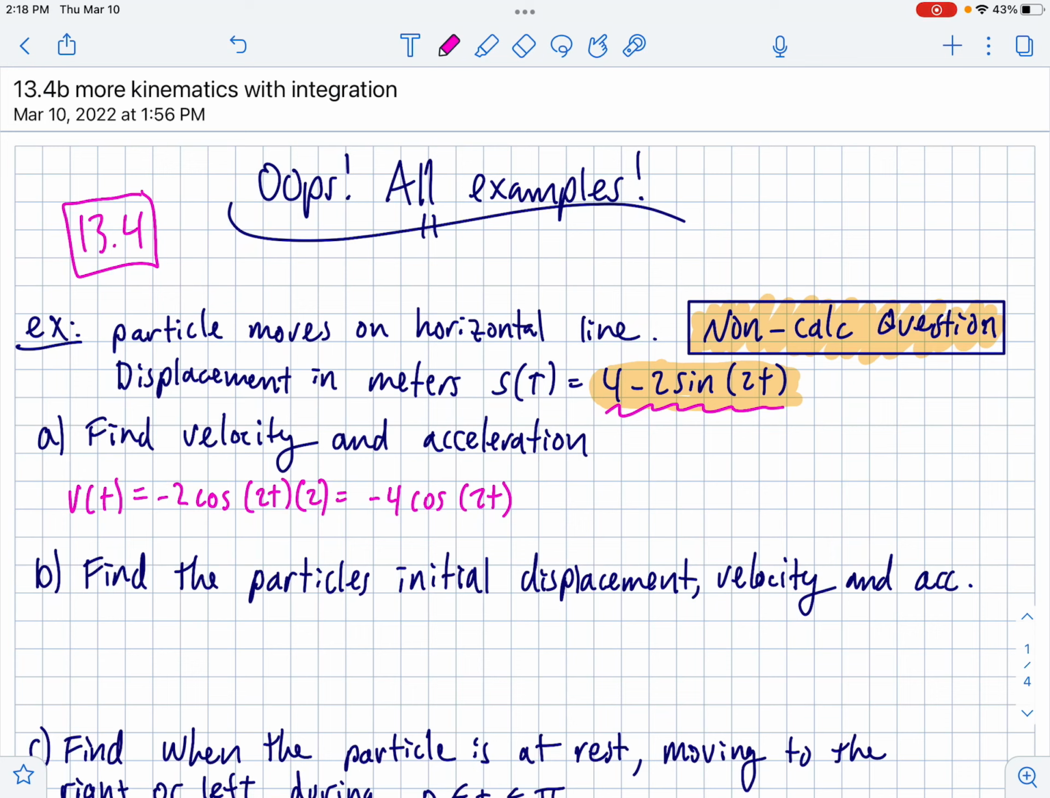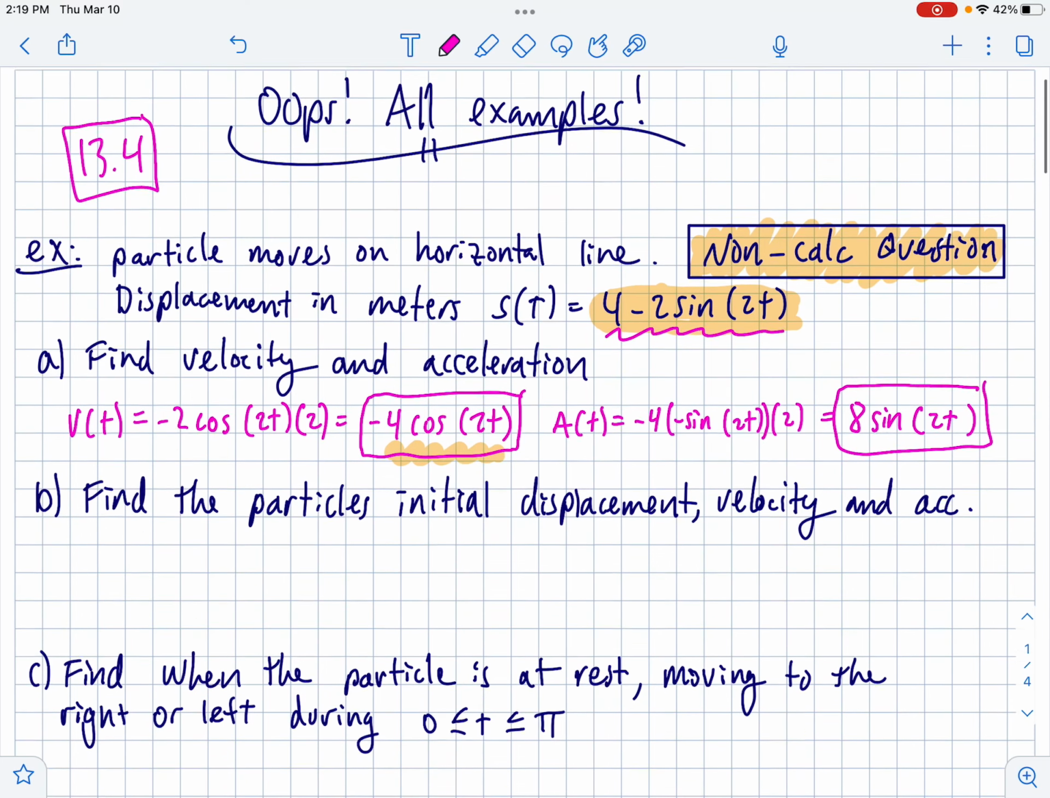Then they want me to find acceleration. So acceleration would be the derivative of velocity. So if I take the derivative of this, it's another chain rule, and we do derivative of the outside. So derivative of cosine would be a negative sine with the inside untouched times the derivative of the inside. So this is 8 sine 2t. So there we got our velocity and our acceleration.